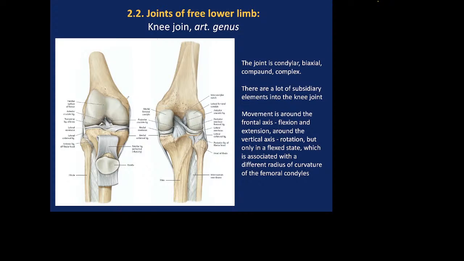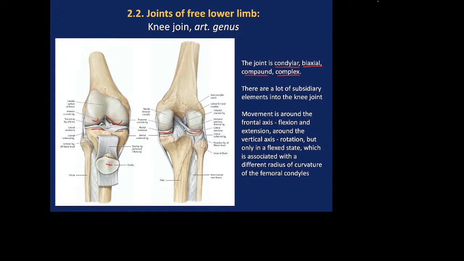Next joint is the knee joint, which is a result of three bones: patella, femur surfaces, and tibia. We call such a joint a complex joint because there are three articular surfaces in one joint. We also call the knee joint a condylar joint, biaxial joint, and compound joint because it has inside the meniscus, two of some kind of cartilages located in the joint between the femur and tibia.